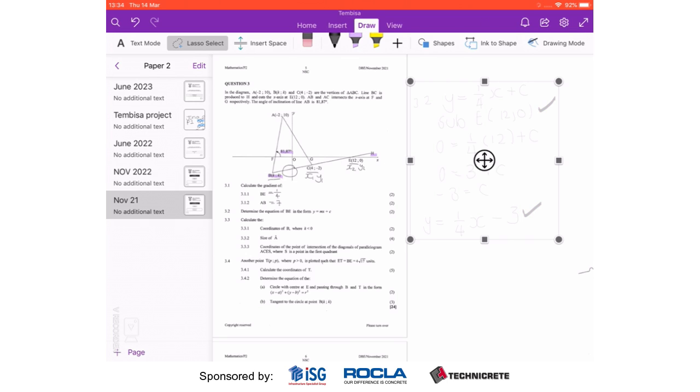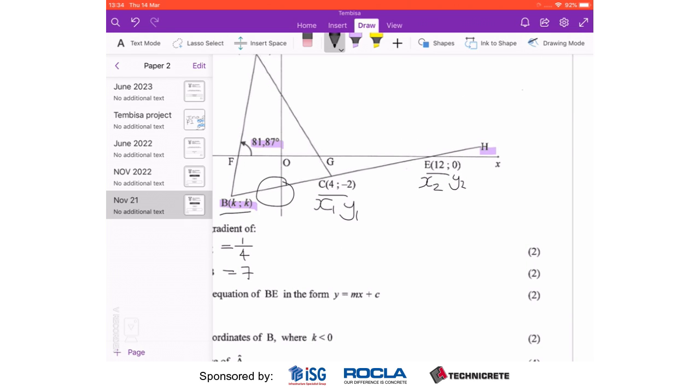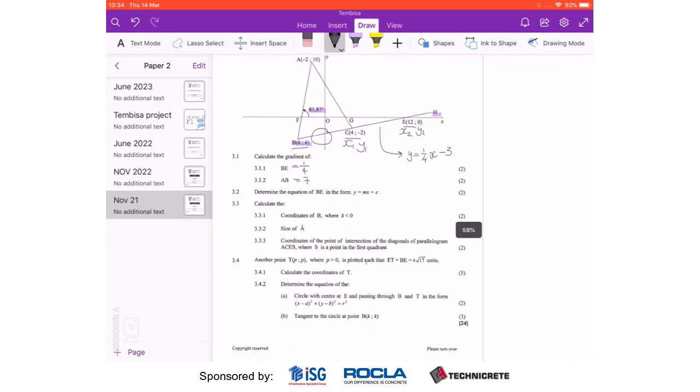So I am going to write that here on my graph. The equation of this line is y is equal to 1 over 4x minus 3, just so that we can remember that when we need it.